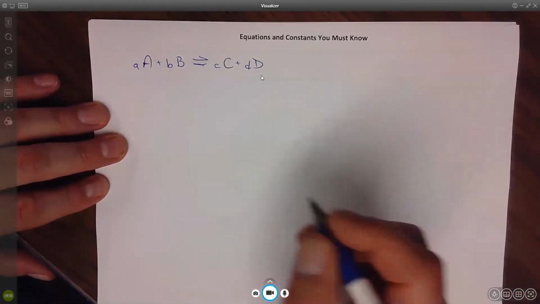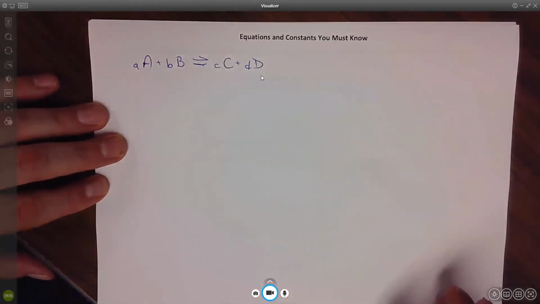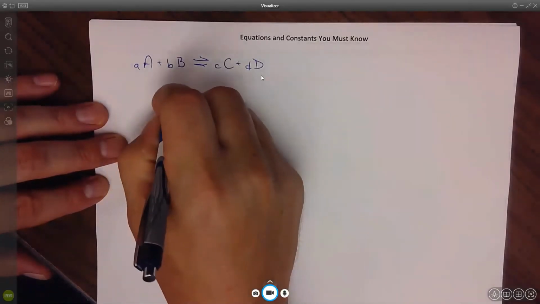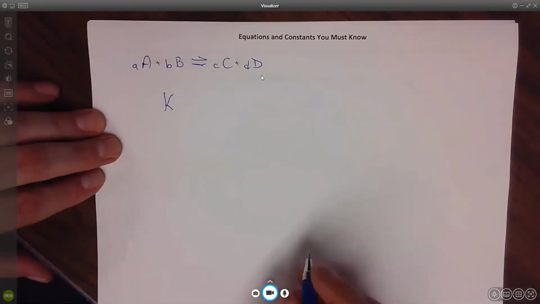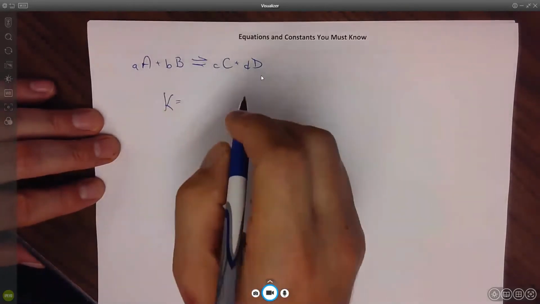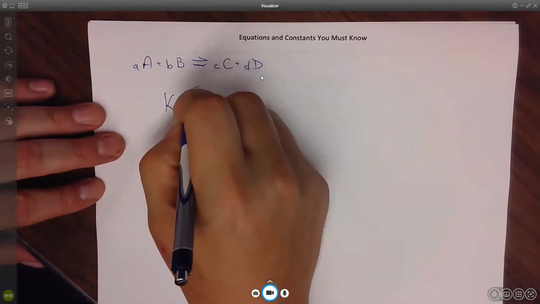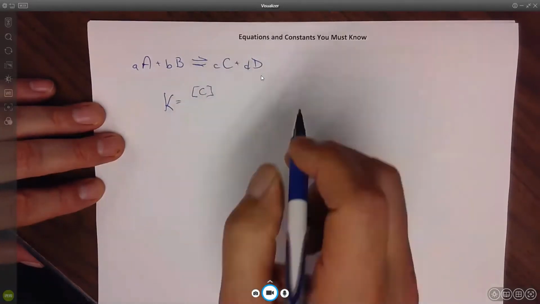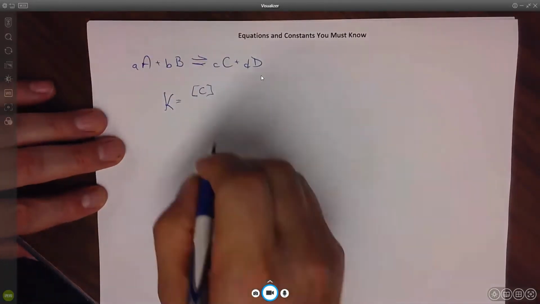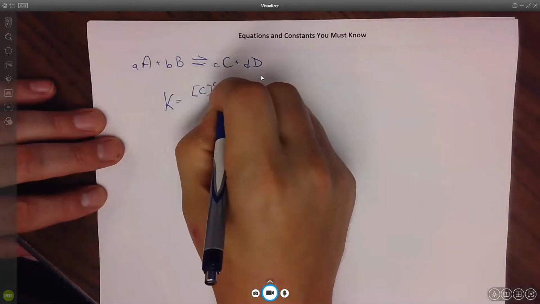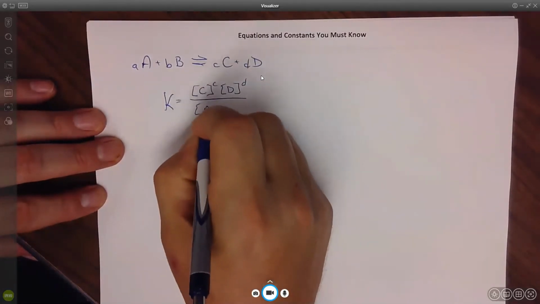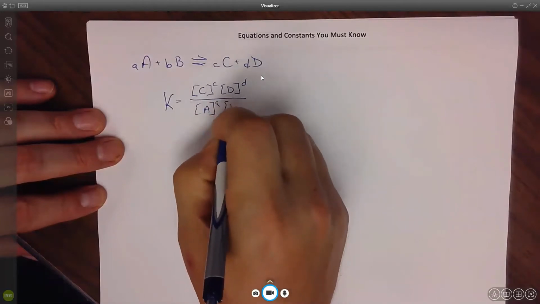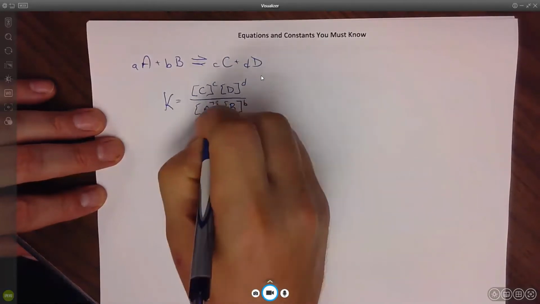So the equilibrium constant is going to be unique, of course, to every different chemical reaction, and that's a capital K as opposed to the lowercase rate constant that we just studied in the last chapter. And it's just going to be the concentration of the products, each raised to the coefficient in a balanced chemical equation, divided by the concentration of the reactants, again, each raised to the coefficient in the balanced chemical equation.